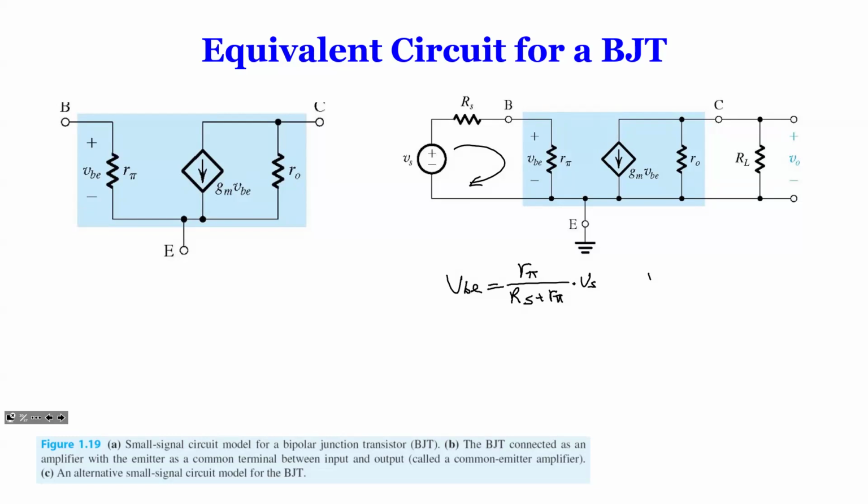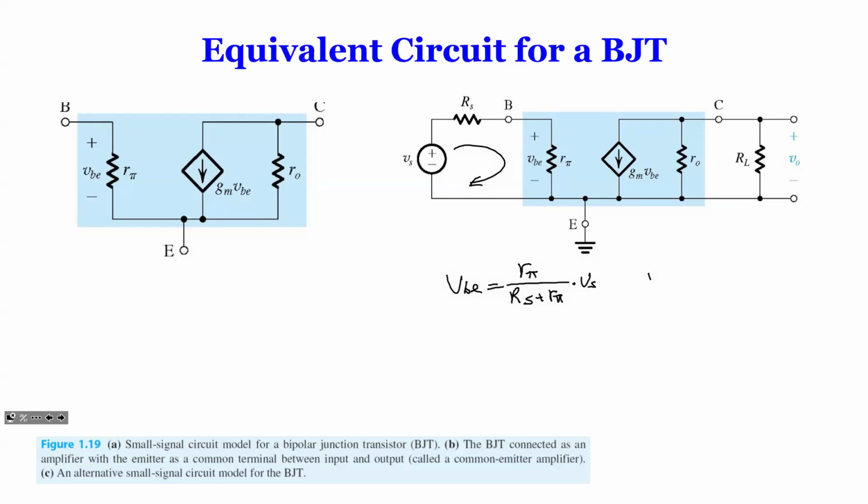Now, of course, let's review the concepts. R pi is the input resistance of the amplifier. RS is the internal impedance of the source, or source impedance. You can also switch that word impedance to resistance. That's okay for now. Okay, so that's what we do.